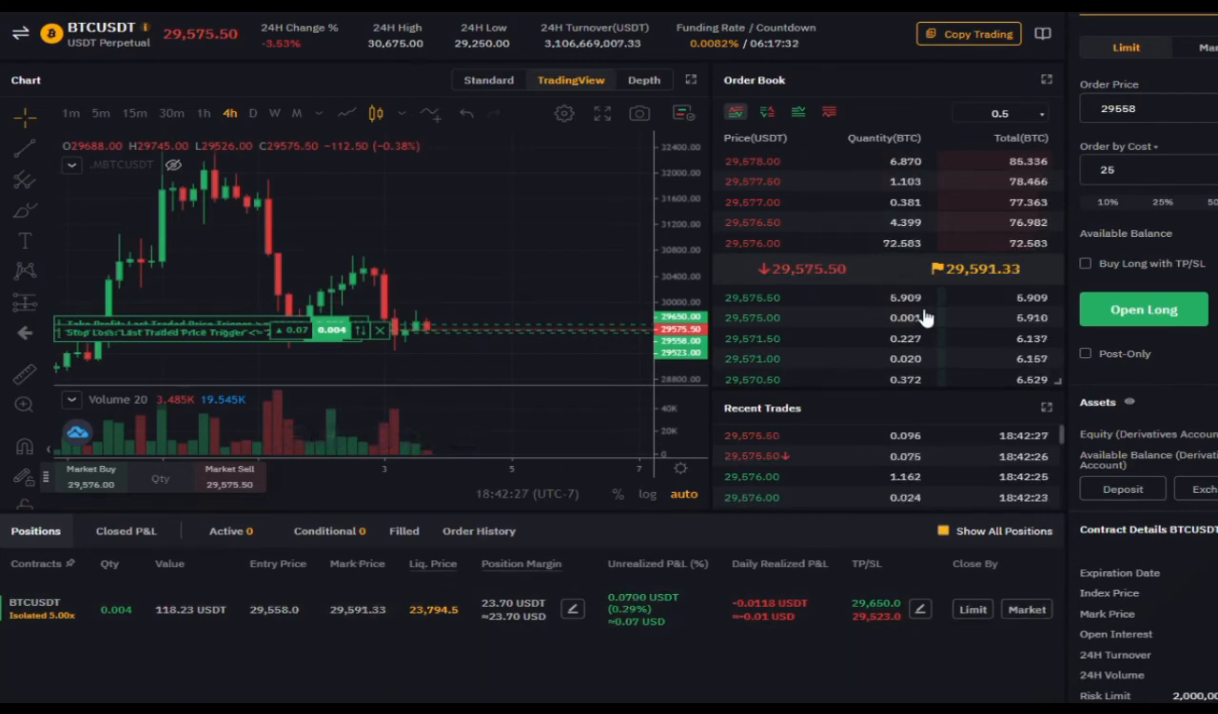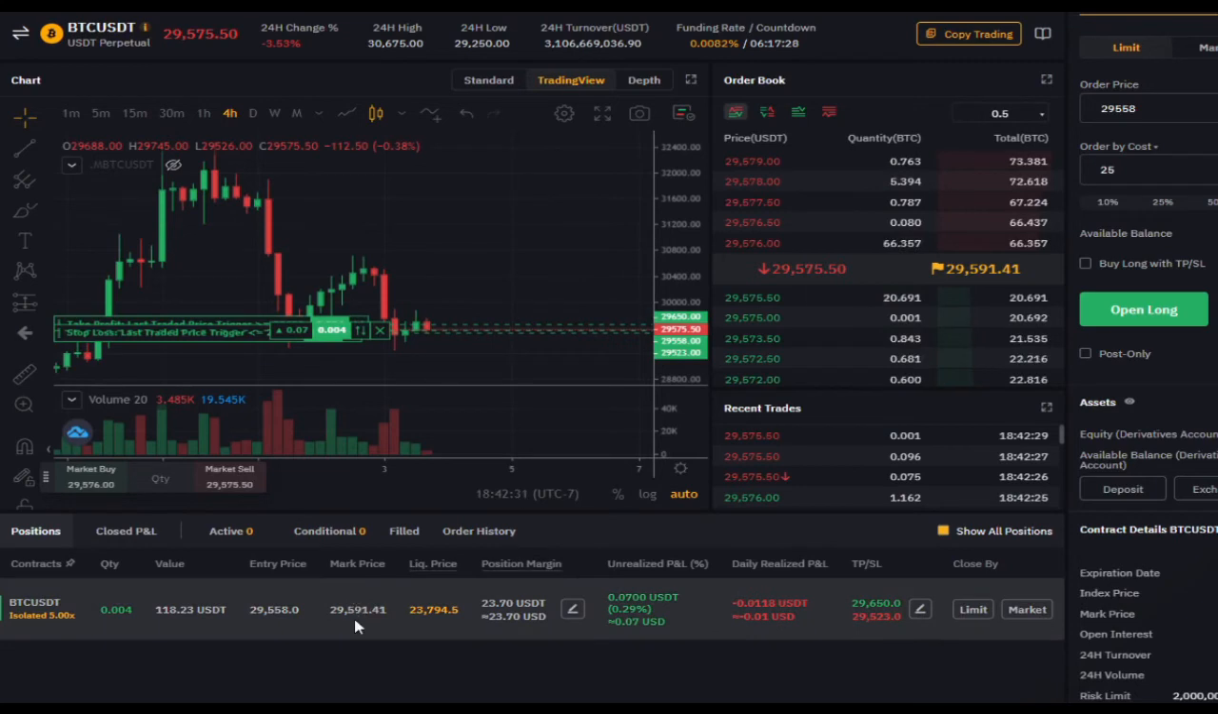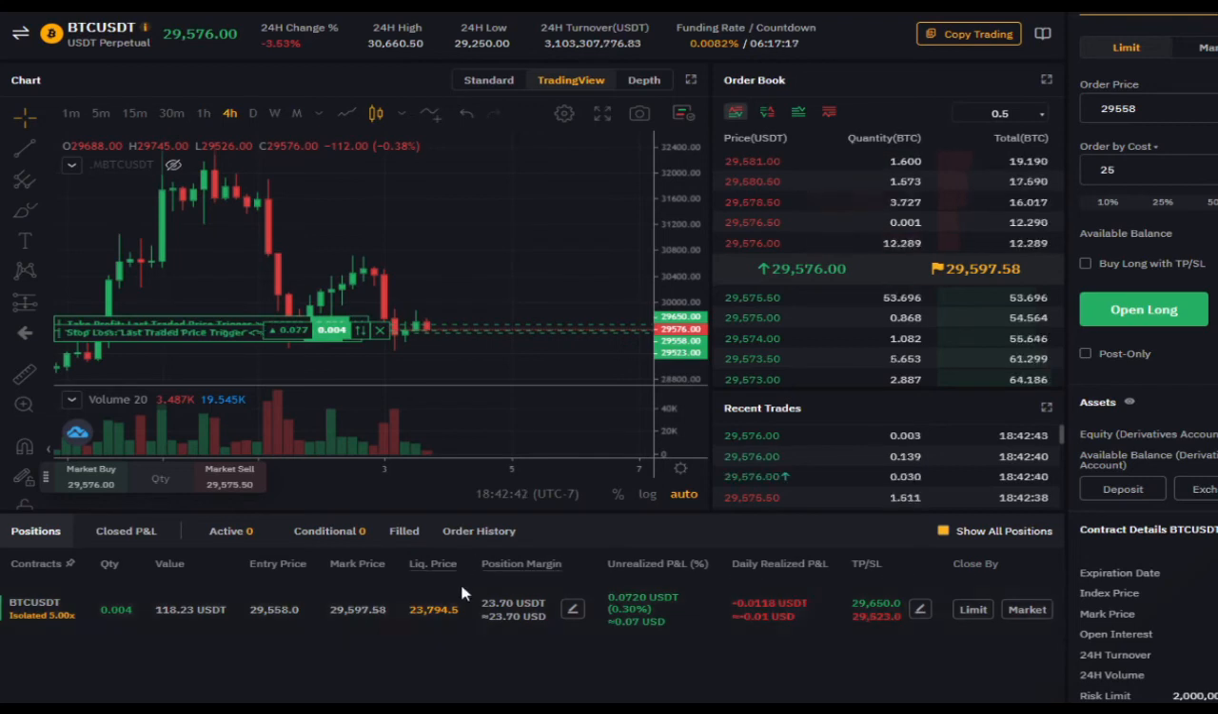So mark price is just this number right here. Remember, the gold flag is your mark price. Remember, your positions are closed off of the mark price. So be aware of that. Your liquidation price, we talked about that. Position margin. Okay, so your margin is how much you have put into the trade, right?